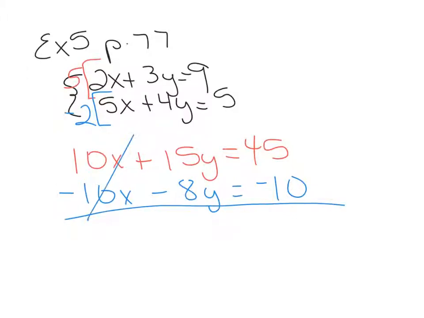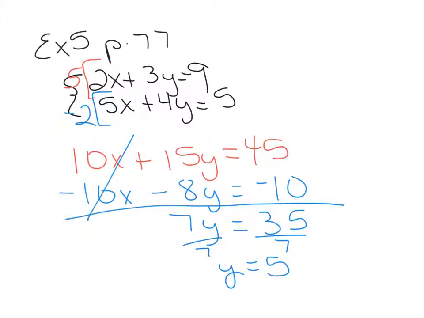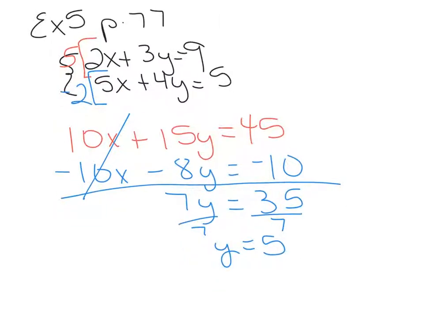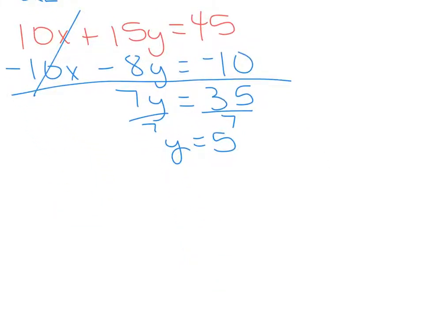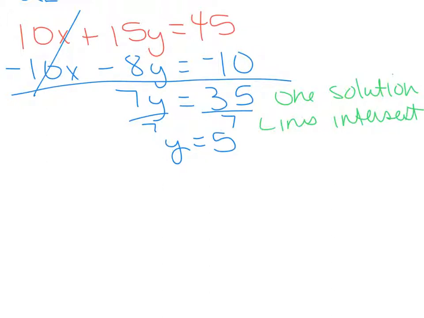And then I'm going to add. These eliminate. Again, checking to make sure I have opposite signs here. When I add these, I get 7y equals 35. Divide by 7 to isolate y, you get y equals 5. That tells you about the solutions. There is one solution. And that means about the lines that the lines intersect. And we're going to find where.